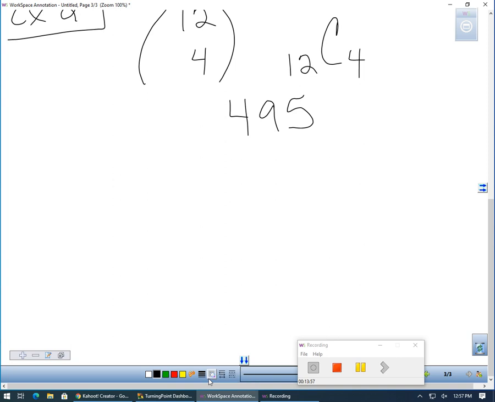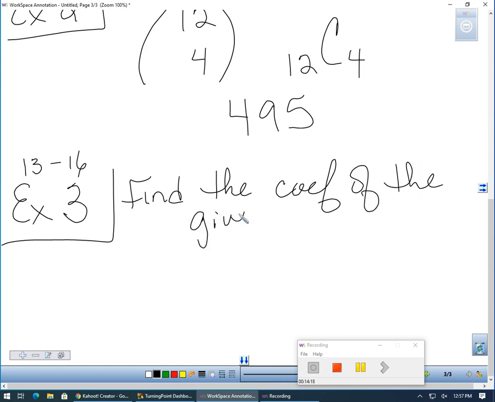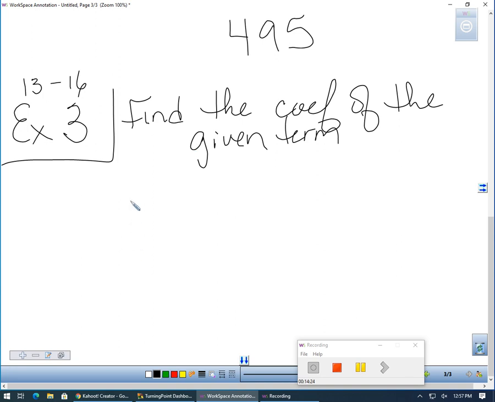Alright, example number 3. On example number 3, this covers 13 through 16. It says find the coefficient of the given term. So I want the coefficient for, let's do x to the 5th, y to the 8th.